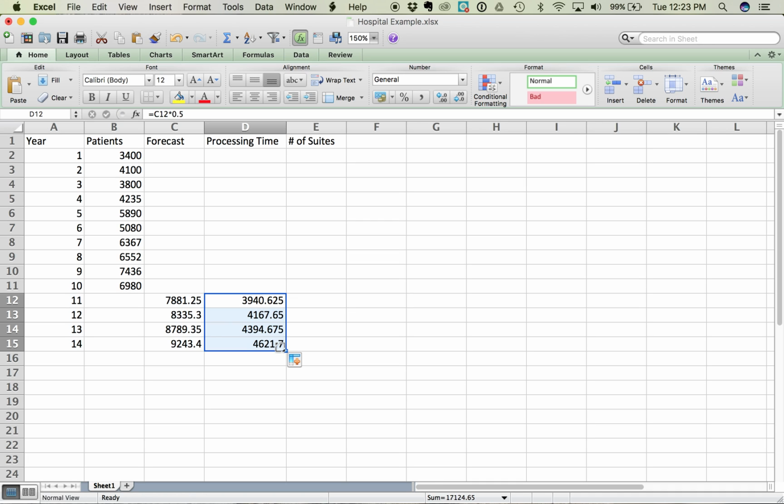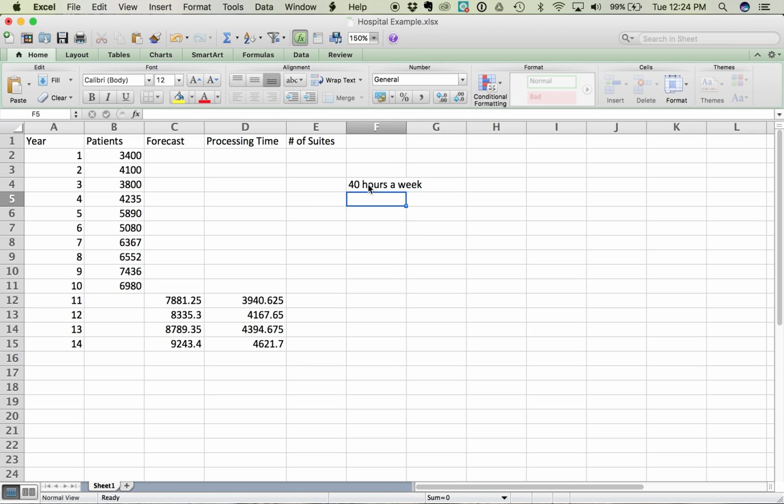Now we need to know about our surgical suites. Let's assume that our surgical suites run 40 hours a week, and that they run 52 weeks a year. So the question is how many hours can a surgical suite run? If we take 40 times 52, we see that a single suite in our hospital can do 2,080 hours worth of surgeries in a year.